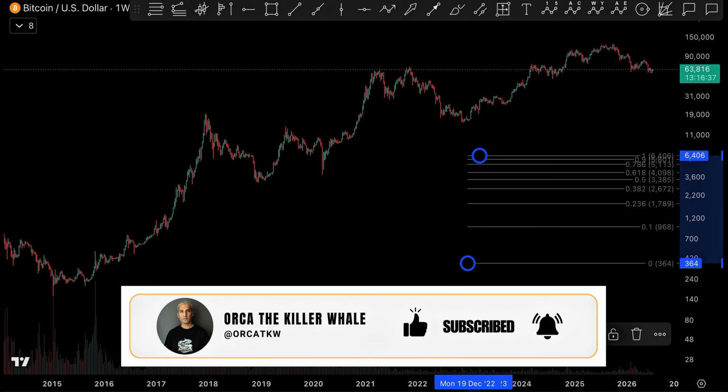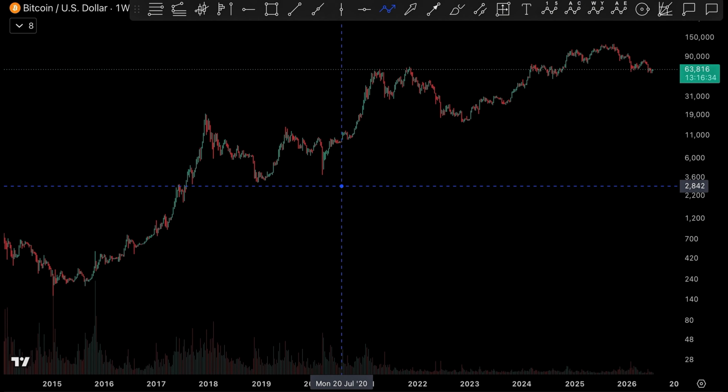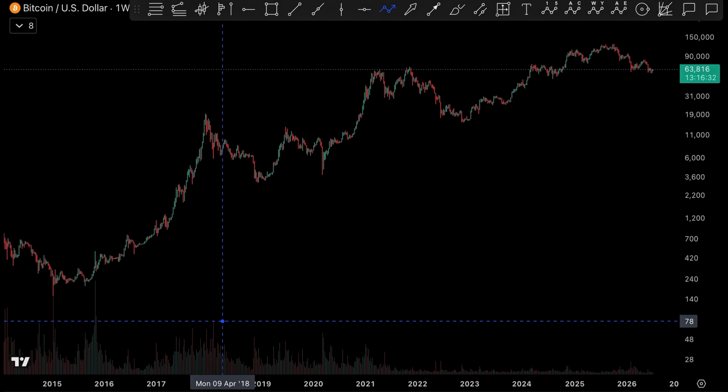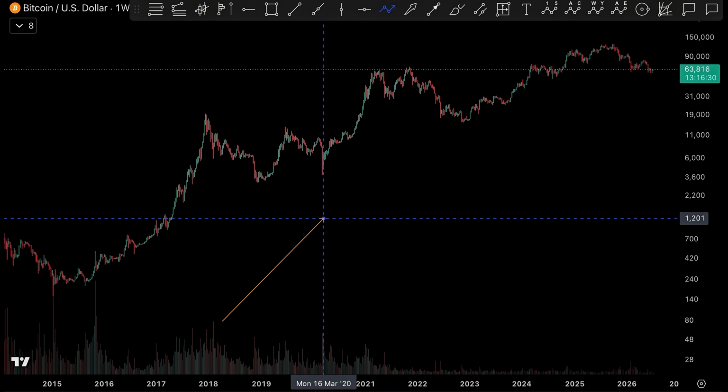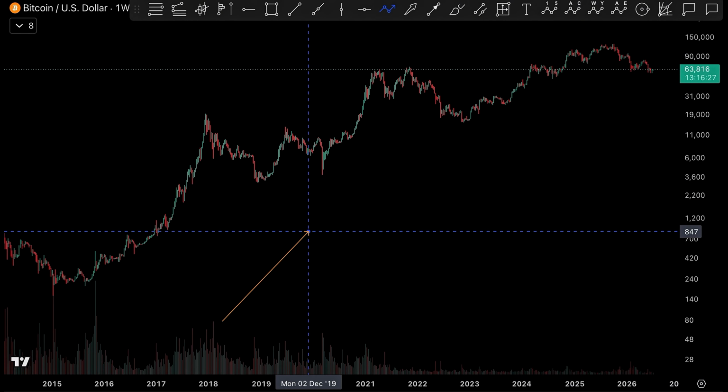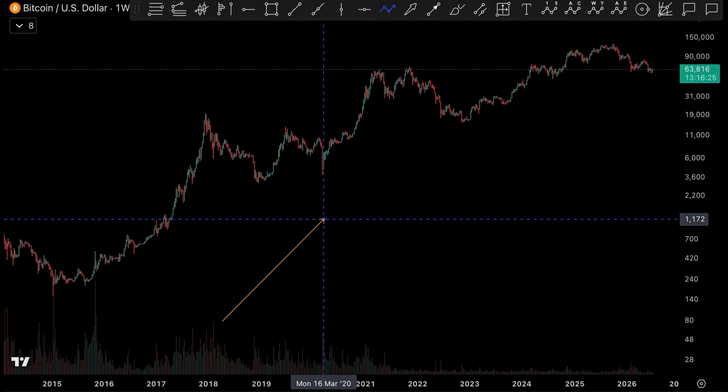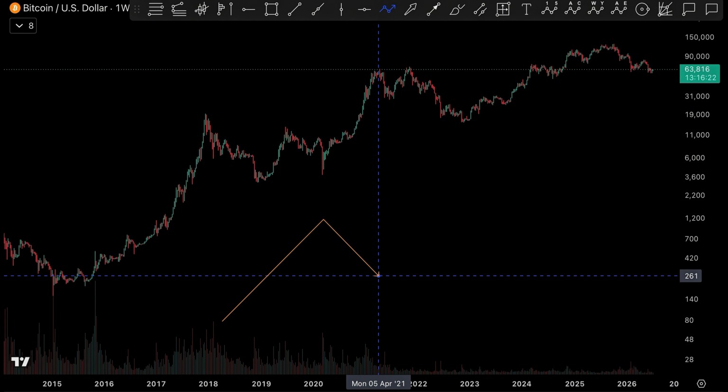So what is support and resistance? You can see here, the market always moves in waves, like a staircase. This is when the market is heading up higher, we call it bull market. When the market is heading lower, we call it bear market.